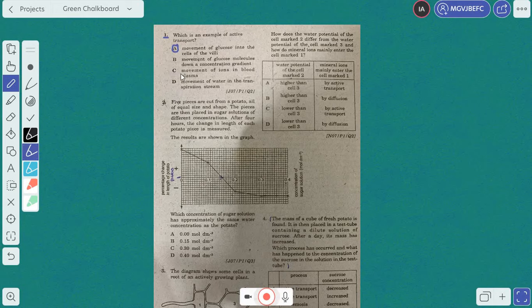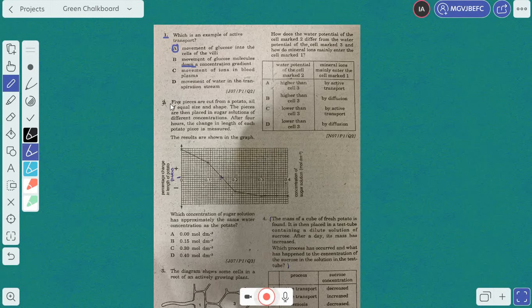So read your other options and don't just circle it. I just circled it because I'm 100% sure, but just for you guys: movement of glucose molecules down the concentration gradient, definitely no, because it says down the concentration gradient, and active transport is against the concentration gradient, so it's not B. Movement of ions in blood plasma, and movement of water in the transpirational stream, no. These two don't happen against the concentration gradient, and thereby are not examples of active transport, so it's A.